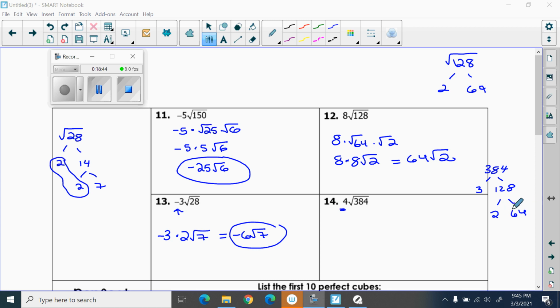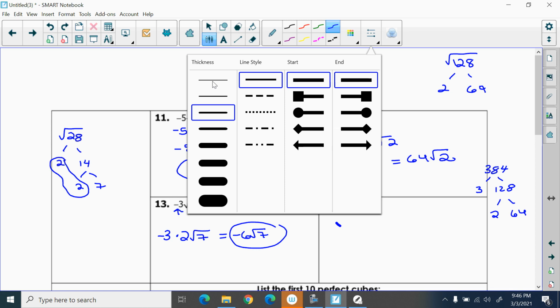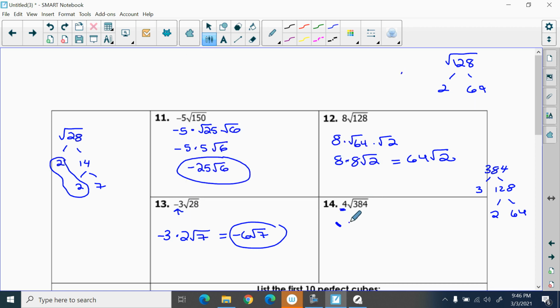Okay, so this is 64. So again, that square root is 8. So we're going to do 4. This is not cooperating. So this is going to be 4 times the square root of 64 times the square root of 6, right? So that's going to be 4 times 8 times the square root of 6. So that's 32 times the square root of 6. And there you go. Okay.